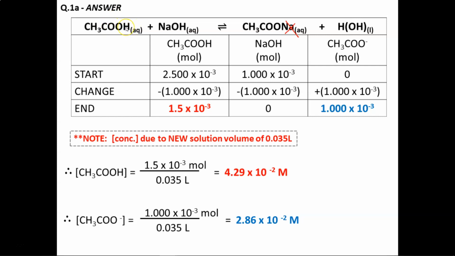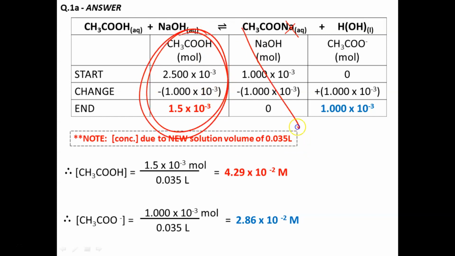And that of course would affect my pH, which is what we'll be calculating next. Now let's take a look at this. I have leftover acetic acid, but no more sodium hydroxide. It was our limiting reagent. It's all gone. So the NaOH has no effect on my solution pH anymore.